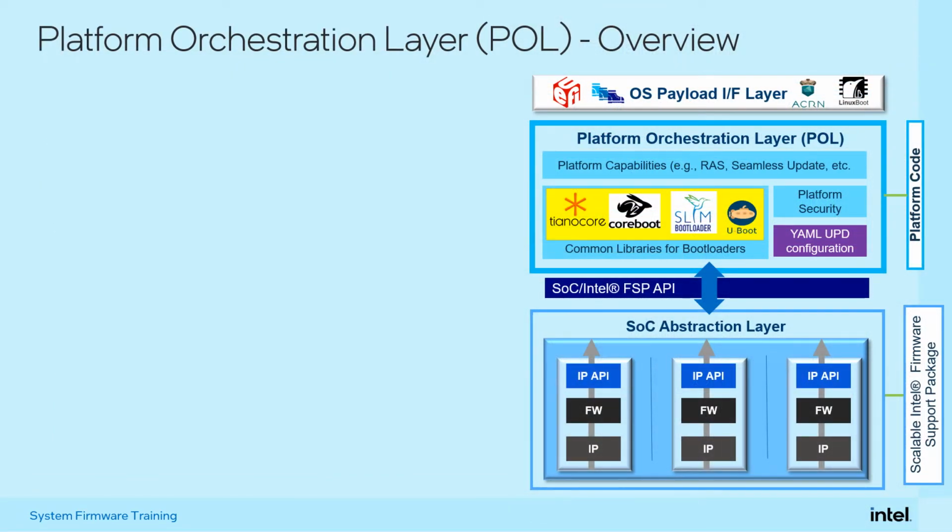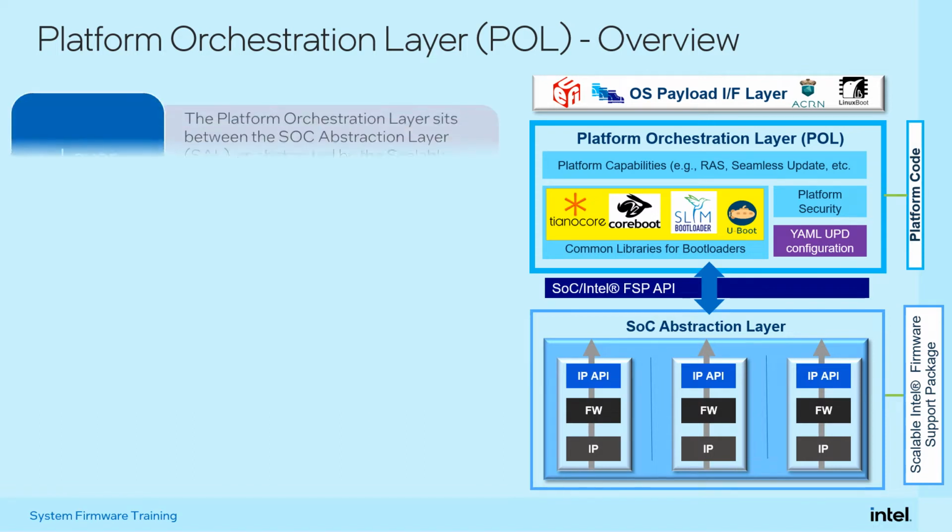Following the next-generation firmware initiative, the Intel system firmware, BIOS, is evolving to be a multi-layer, modular, scalable firmware solution which fulfills all the modern firmware requirements in a super-complex hardware IP-centric world. Let's look at the characteristics of the POL.